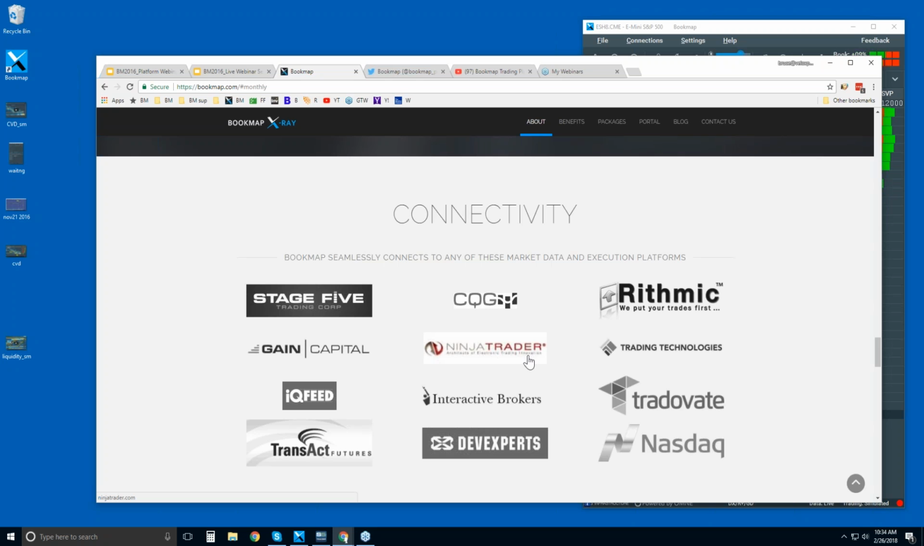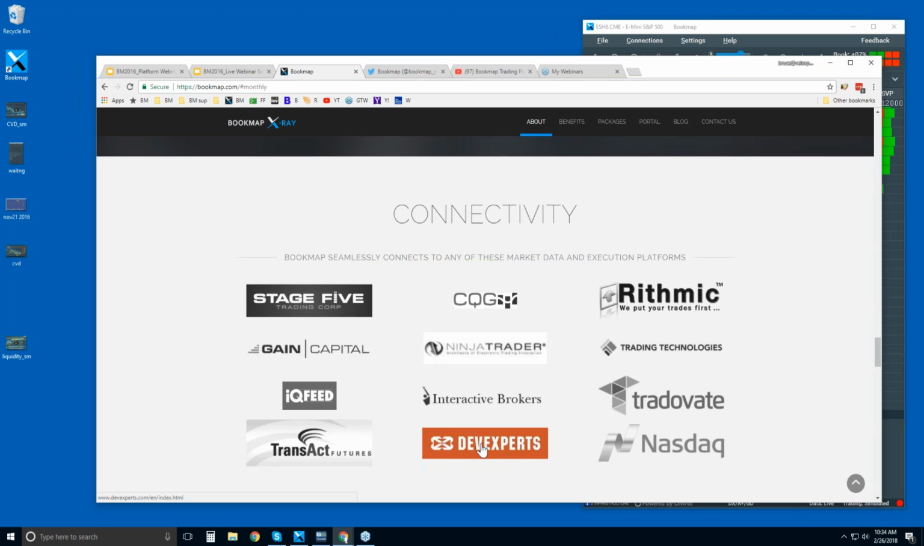Now, Bookmap is a platform just like Ninja and these others, and you can connect directly to the data feed, and that is actually the preferred method. So it doesn't go through the API of any other program. All the data will go directly into Bookmap. You can connect via CQG, Rhythmic, Gain, IQFeed, Transact, and Dev Experts.